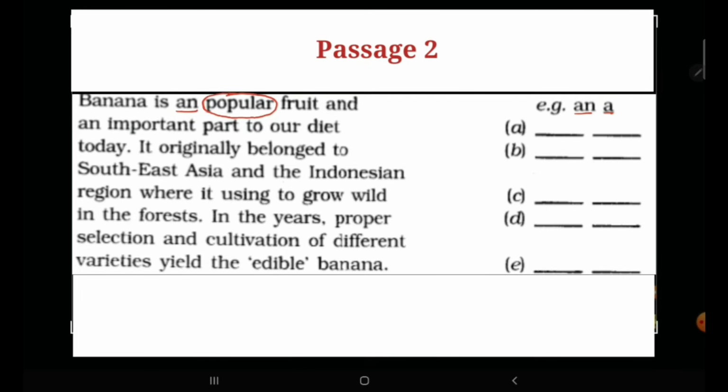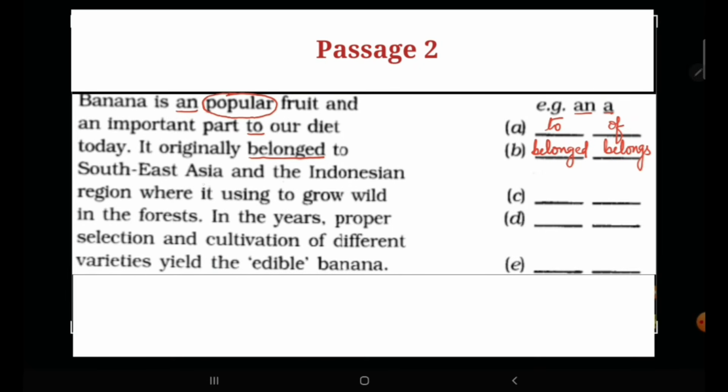An important part to our diet today. So to is a wrong preposition used here. It should be an important part of our diet. It originally belonged to. Now what they are saying in this line is a fact, and any kind of universal fact always comes in simple present. So belonged is a wrong tense that is used. Instead we will write belongs. So belonged comes under error column, and under correction column we'll write belongs.